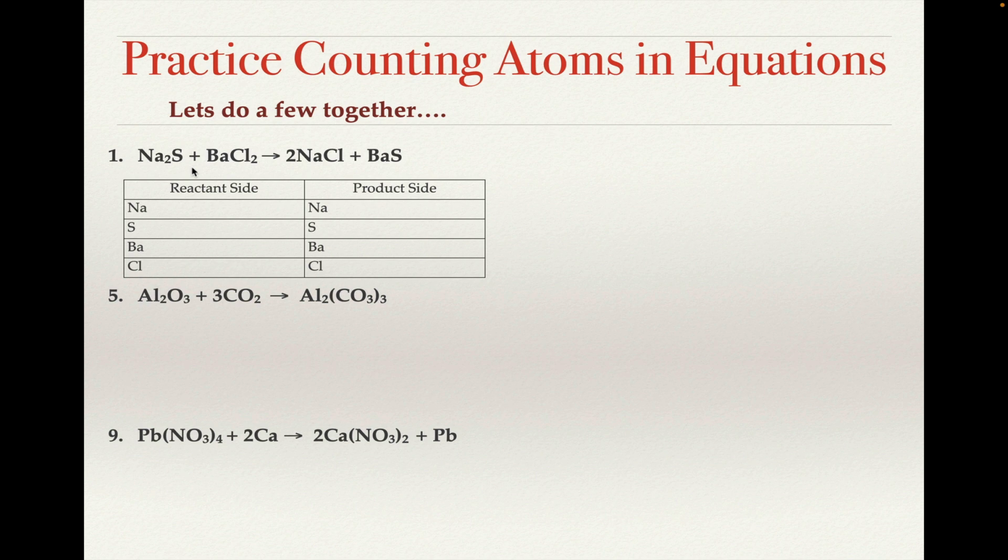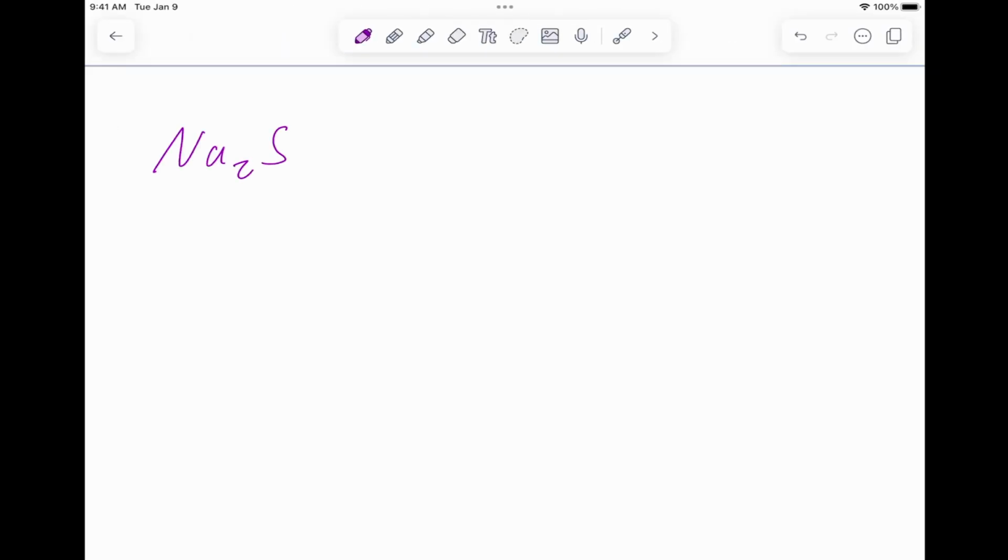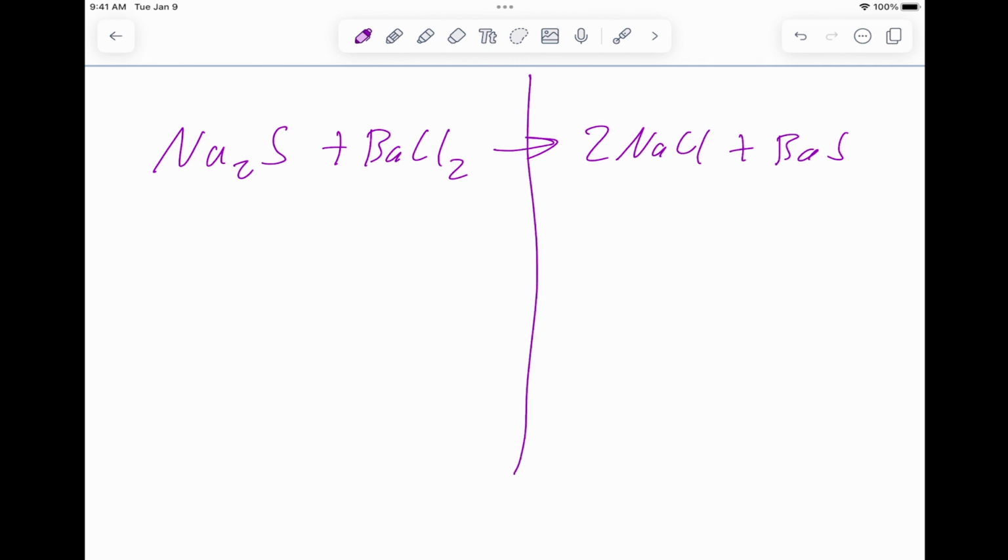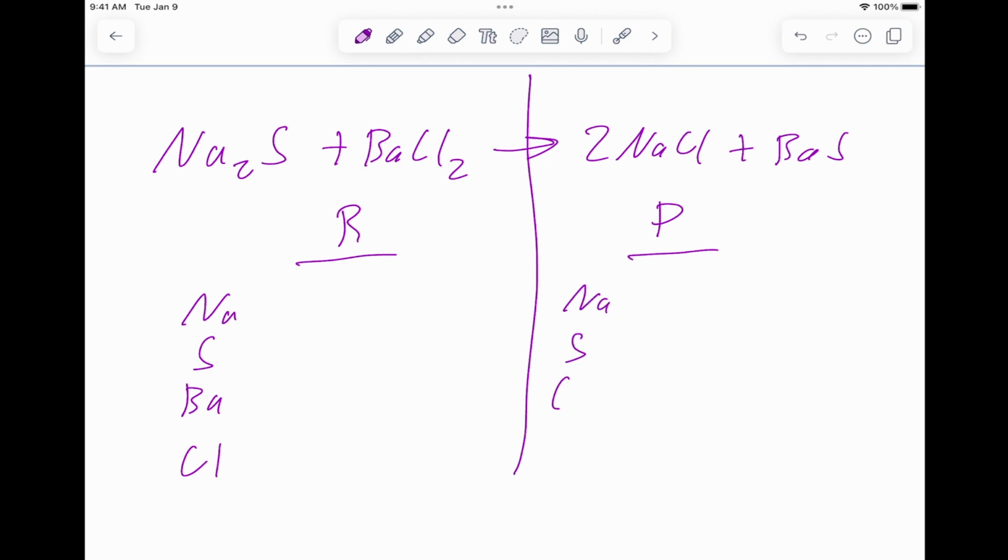So again, we're looking at this sodium sulfide, and our barium chloride, and they're making the sodium chloride and the barium sulfate. So again, I sometimes just divide it in 2. I have my reactant side, I have my product side, and I have my sodium, my sulfur, my barium, and my chlorine. And I have that on both sides. Okay? And I'm just going to start counting. All right, so the sodium, there's nothing written out front, so that's a 1.